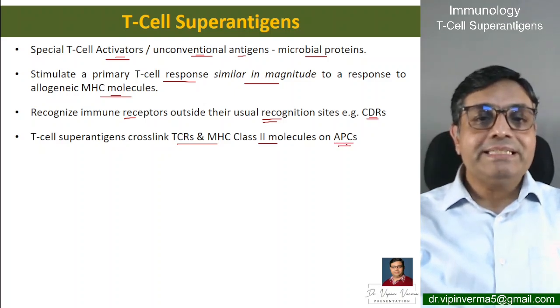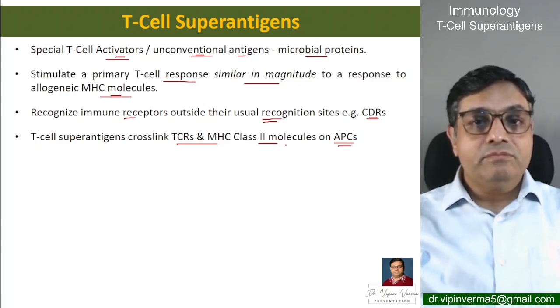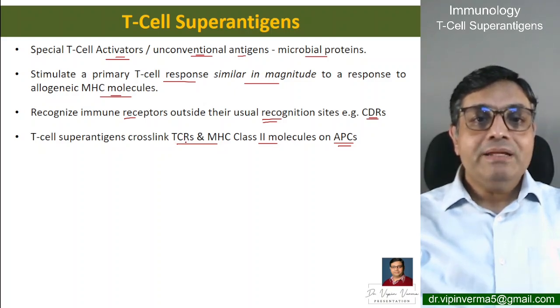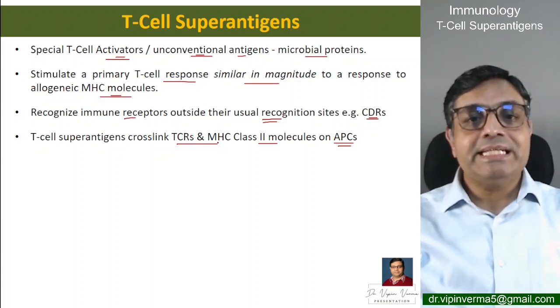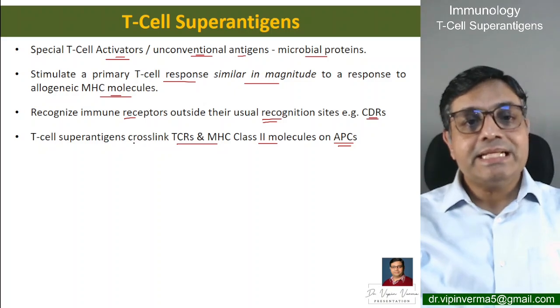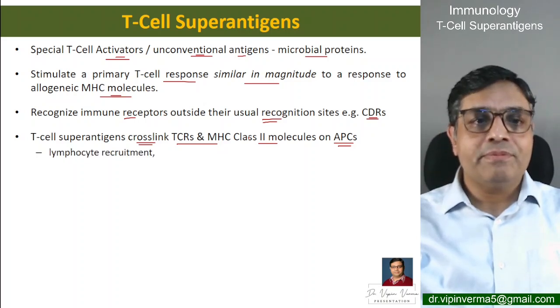Antigen presenting cells carry the peptide molecule, and they usually display it with class 2 molecules here. The TCRs are present on the T cells, and when the T cells and MHC class 2 molecules come together, these T cell superantigens can cross link both. They not only bind to the TCRs but also bind to the MHC class 2 molecules, not class 1 molecules, remember this.